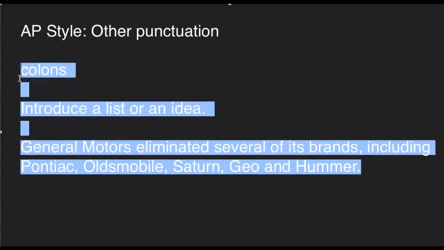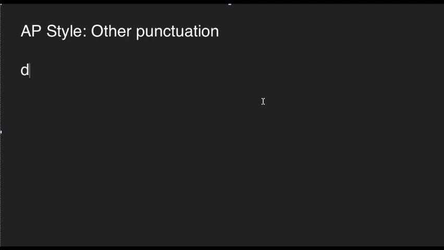Okay, move on to a different punctuation mark here. Let's talk about dashes versus hyphens. These are not the same thing. They serve two completely different purposes, and they are different punctuation marks, but people confuse them.